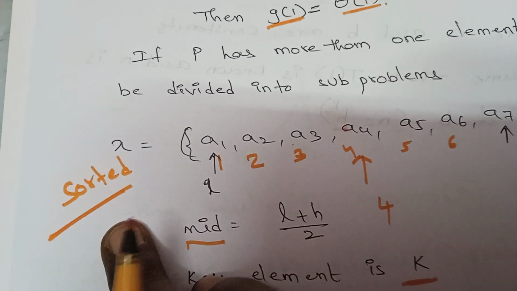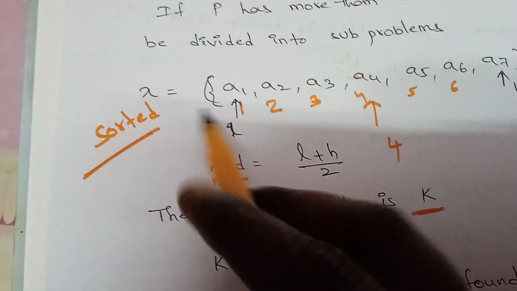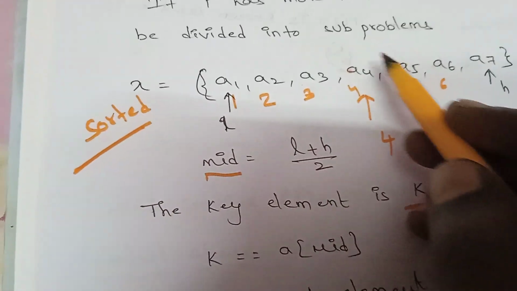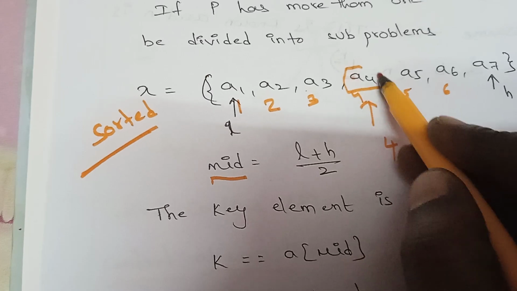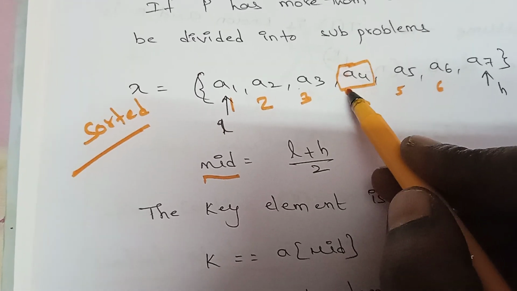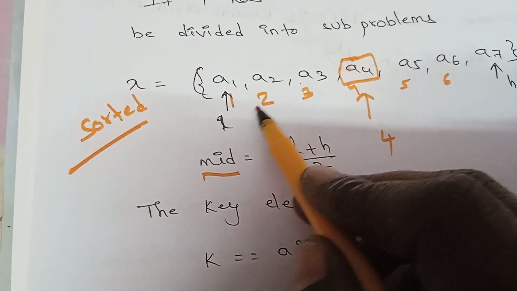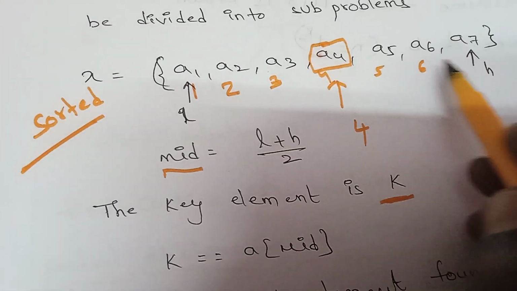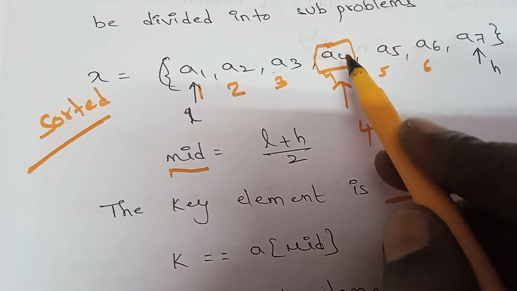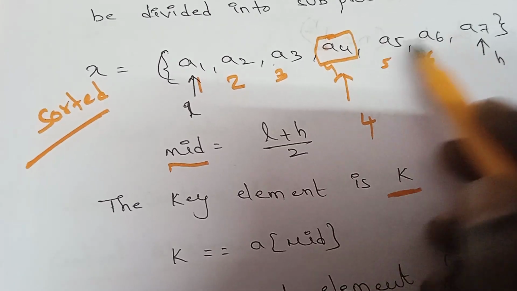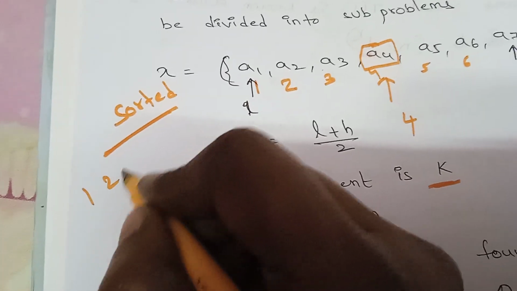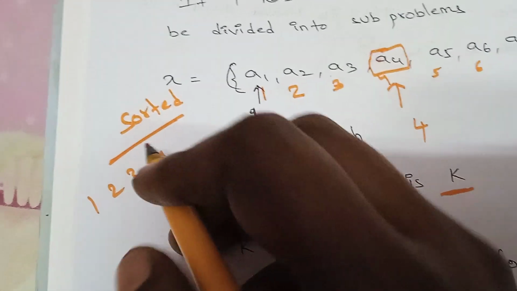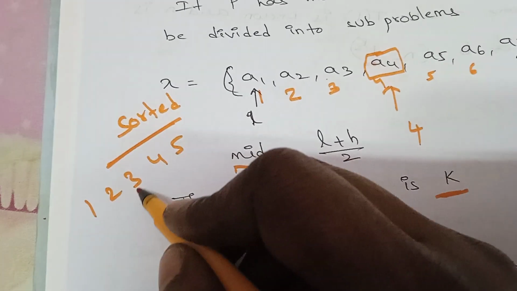The array should be in a sorted manner. Once the array is sorted, if I found my middle element here, all the elements on the left side will be smaller than this element, and all the elements which are bigger than this element will be on the right side, right? If you write any sorted array, 1, 2, 3, 4, let us suppose my middle element is 3.